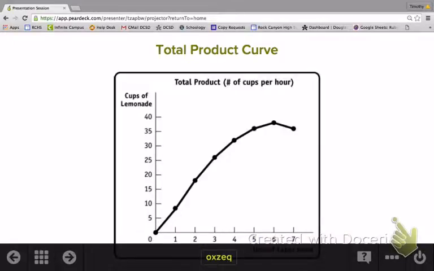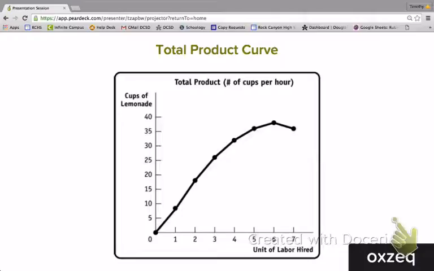So now going back to Max and Eli's lemonade stand, if we graph what was in that previous chart, we come up with something that we call the total product curve. All we're doing here is looking at the number of units of labor that we hire, the number of workers, and how many total cups of lemonade we produce based on the number of workers we hire. You can see that up until a certain point, at least until we hire the 6th worker, we are increasing the total number of cups of lemonade that Max and Eli can produce. But notice that if we hire a 7th worker after the 6th, the total number of cups of lemonade we produce actually goes down.